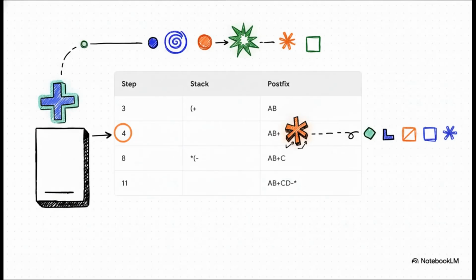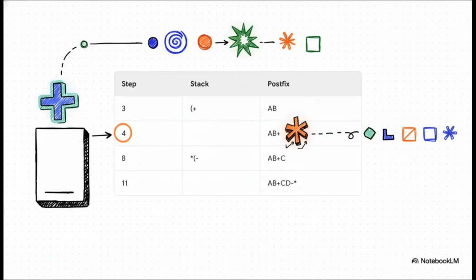Okay, let's try to follow this little dance. The computer reads from left to right. When it sees a number or a letter, like A or B, it just sends it straight to the output. But when it sees a math symbol, like the plus sign, it pushes it onto the stack to just hang out for a bit. Once it gets to the end of a section, like the closing parenthesis after A plus B, it pops that plus sign off the stack and adds it to the output. The stack is like a waiting room that makes sure all the operations happen in exactly the right order.